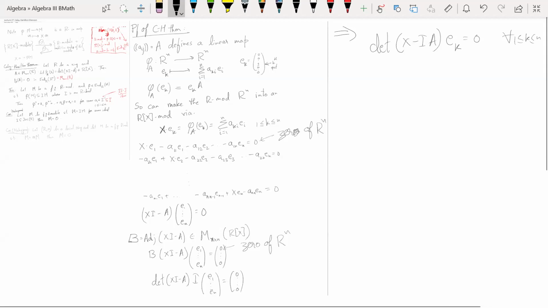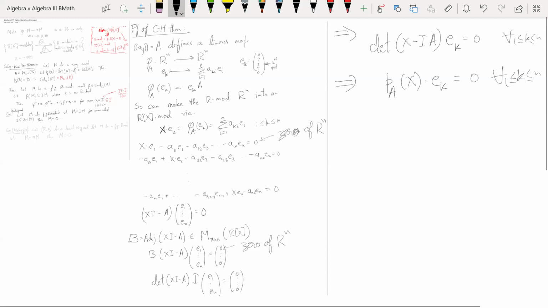So R^n is a module over R[x]. So this multiplication makes sense. This is the scalar multiplication. And how does this act on vectors of R^n? That we know, x dot. So this is P_A(x), by the way. So this implies P_A(x) dot ek is equal to zero for all k between one and n.